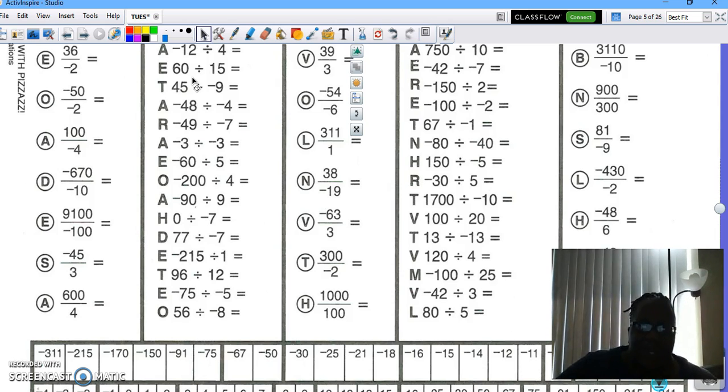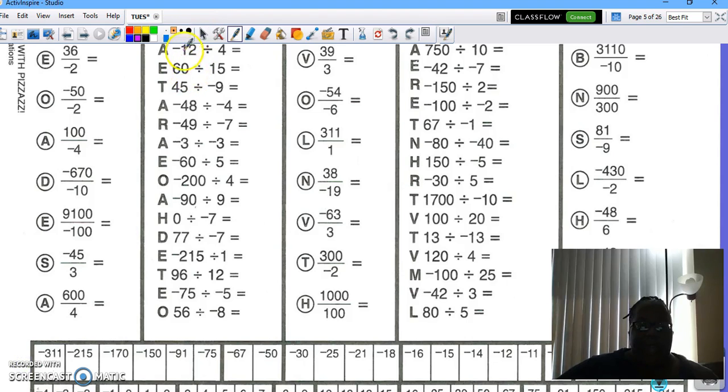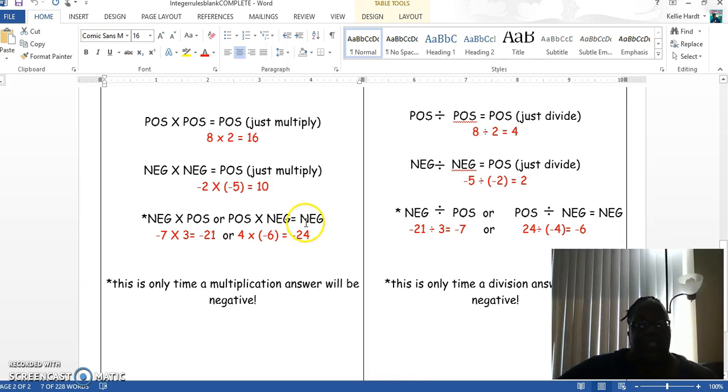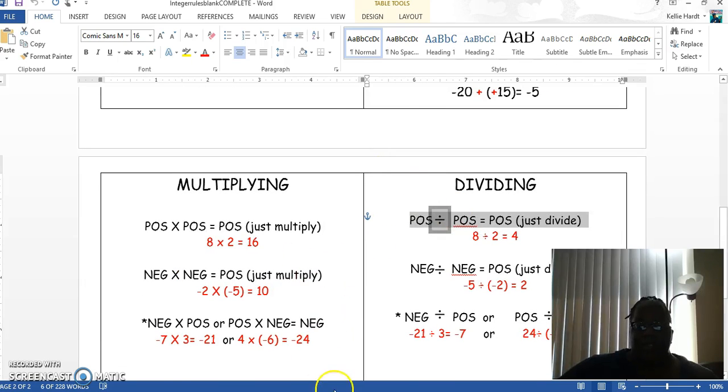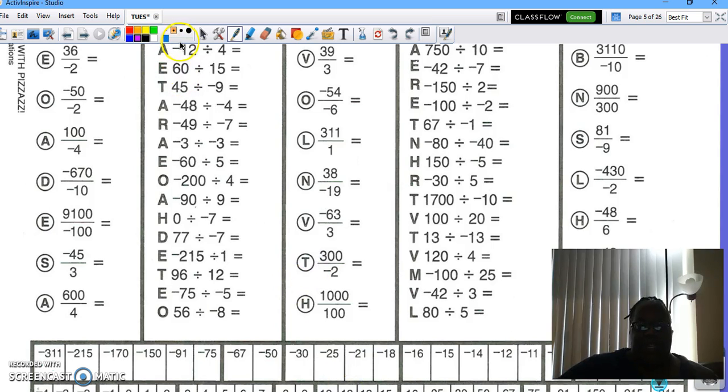I think this one is number 3. And I think I left off here with A. So I will pick up with E. If we look at E, we notice we have a positive divided by a positive. And you can go back to rules if you need to. Positive divided by positive is a positive, just divide. That rule's right here under the division rules. So I will just divide, and knowing that my answer is going to be positive.